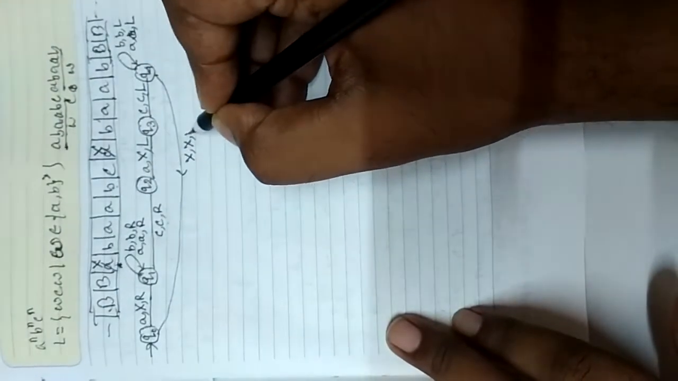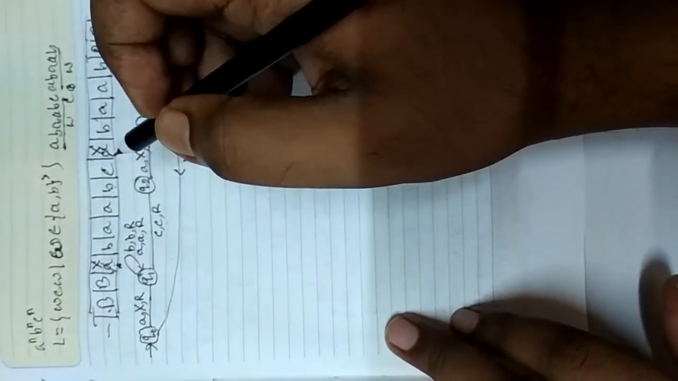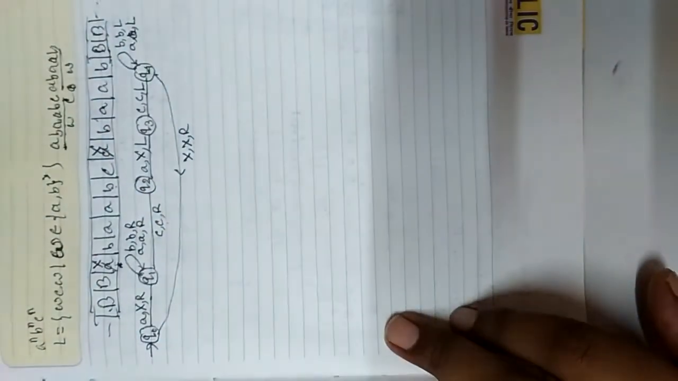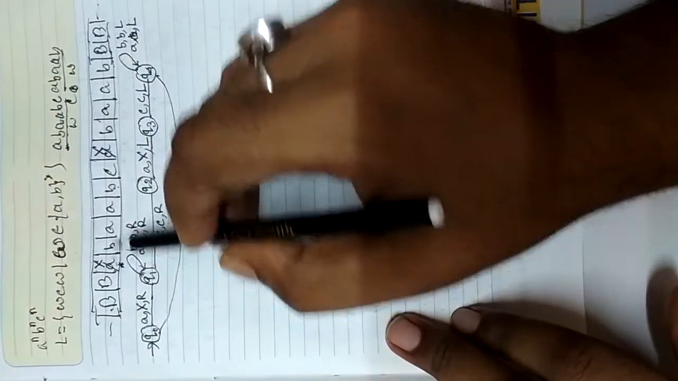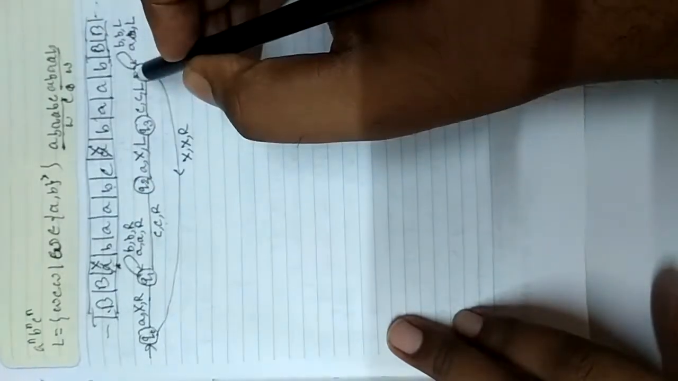It will first read X, replace this X by X, and move towards the right. Now what will happen? Again this process will continue. Now the element is B, so I will not go through this step again.